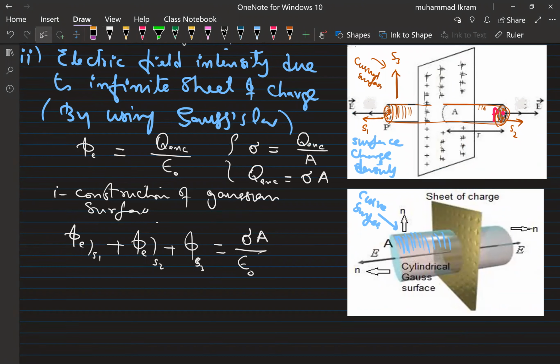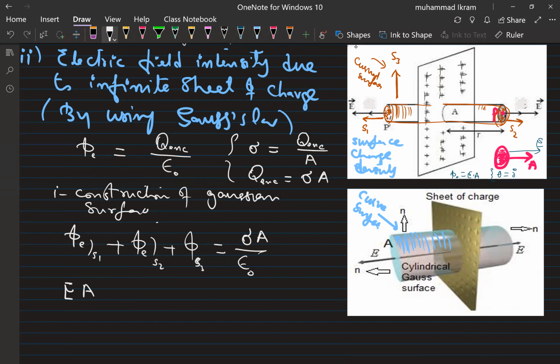If you look at the surface S1, you see that the area vector A and the electric field intensity are both in the same direction. So theta is 0 degree. And you know what the electric flux is: E dot A. So definitely this electric flux will be EA, the maximum. A is the area here and A is the area here. So for the flux, I will write EA.